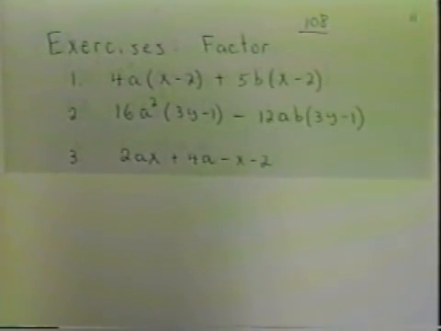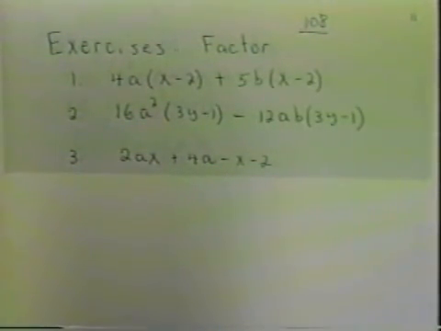Now it's time for you to do some more exercises. The first one, 4a times the quantity x minus 2 plus 5b times the quantity x minus 2. The second one, 16a squared times the quantity 3y minus 1 subtract 12ab times the quantity 3y minus 1. The third one, 2ax plus 4a minus x minus 2.